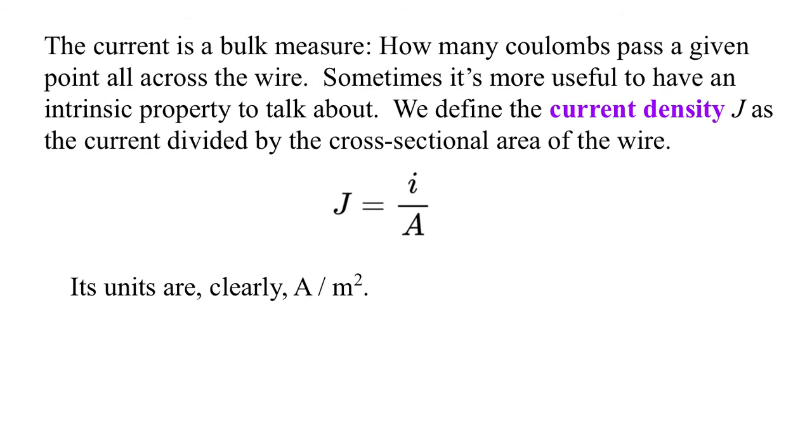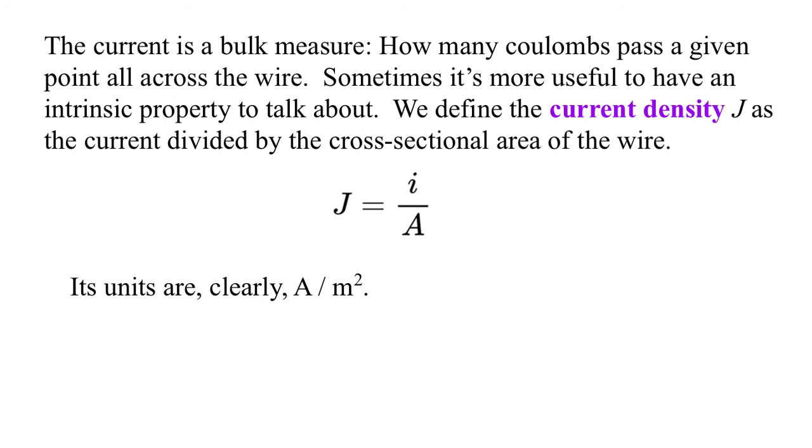Okay, the current is a bulk measure. How many coulombs pass a given point all across the wire? Sometimes it's more useful to have an intrinsic property to talk about, something very granular. So we define the current density and symbolize it by capital J. And yes, we also know that capital J, for instance, is impulse, because physics has access to only roughly 52 symbols, and they just get overused, and we have to be careful.